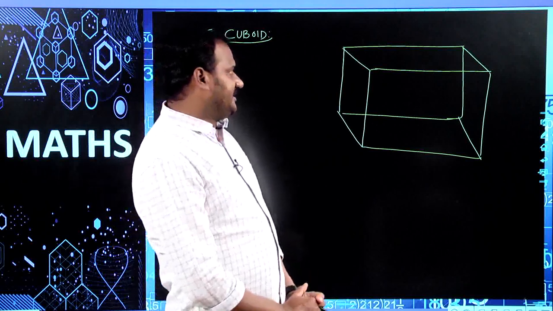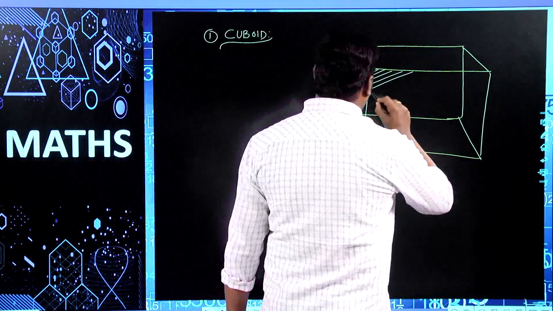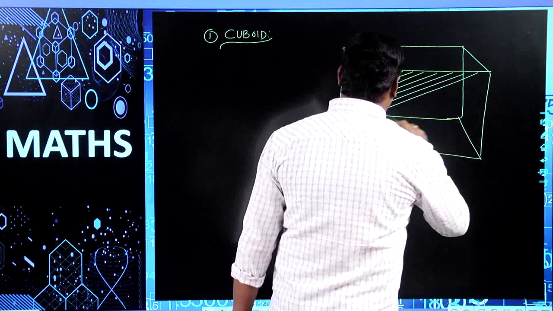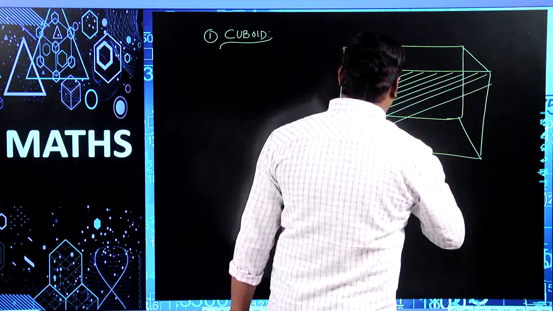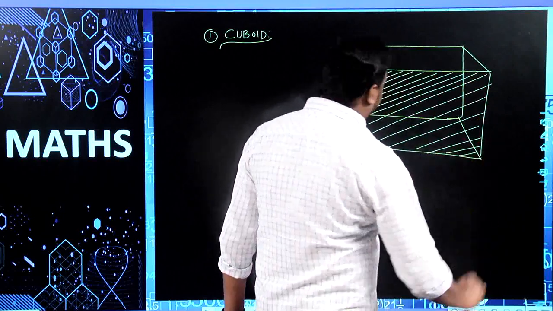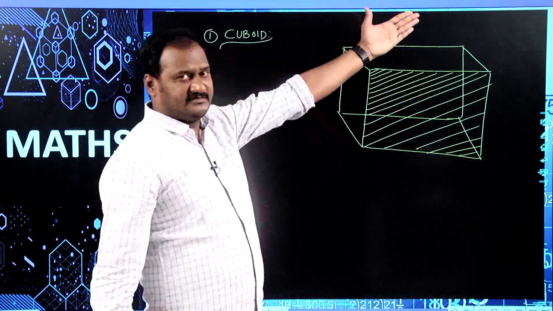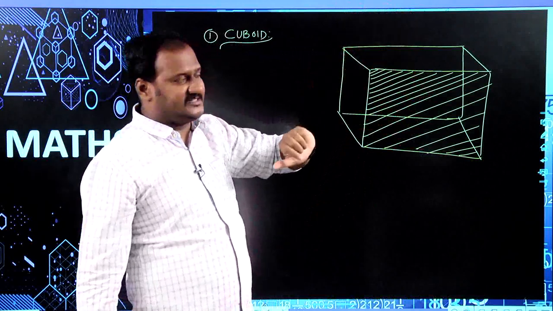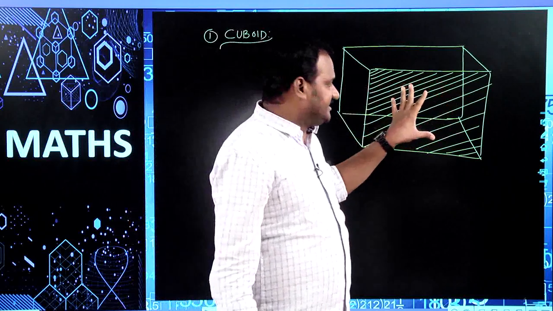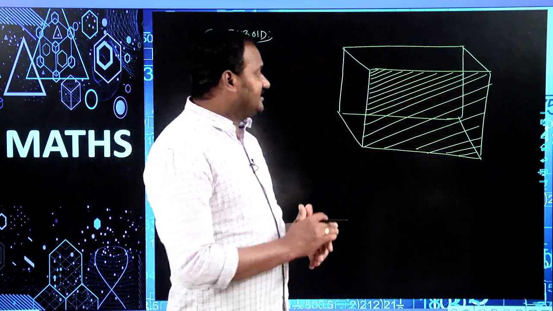In this cuboid, I am just shading this. This is what you call one face. One face is nothing but the base. This is one base of our cuboid. In this cuboid, if this is the base, its opposite backside can also be considered a face, because both of them are bases. If this is the base and it is in the shape of a rectangle, then you can call it a cuboid. And what are the dimensions here?